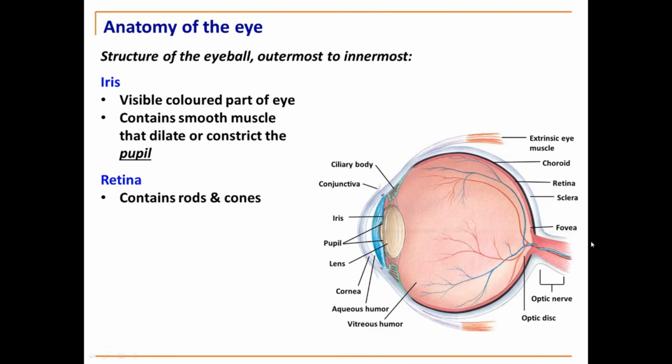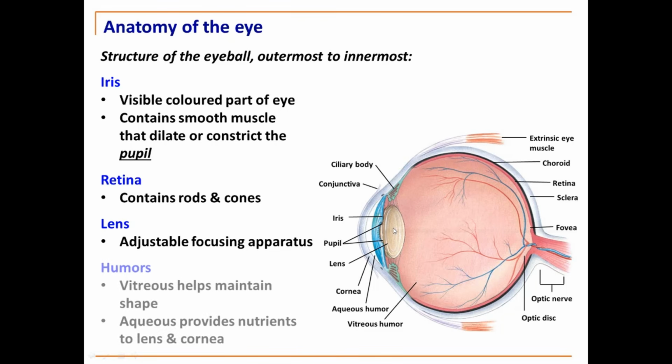You've got the retina at the back, and we've talked about that a little bit. That contains the rods and the cones, so those are the photoreceptors. We've got the lens, and that's adjustable to help focus the apparatus. And again, we briefly touched on that as well. And you've got the humours as well. So you've got the vitreous humour and the aqueous humour. And the vitreous humour helps to maintain the shape, and the aqueous humour helps to provide nutrients to the lens and to the cornea.